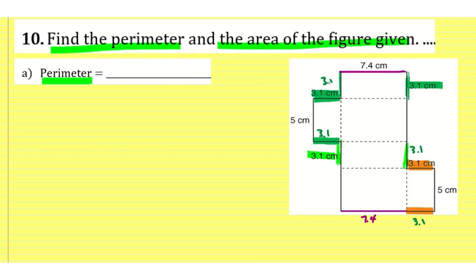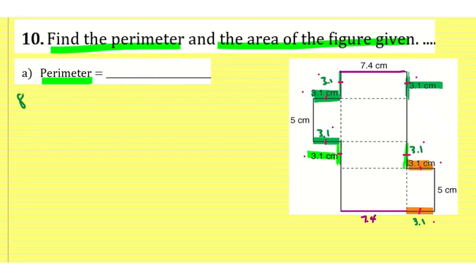Okay, trying to see if we have left anything out. Let's see. I have 1, 2, 3, 4, 5, 6, 7, and 8. I think we've measured everything that has 3.1. So I have 8 of those. Does that make sense? I have this length is 3.1, this length is 3.1, and so on, eight times. So total, I have 8 of those.